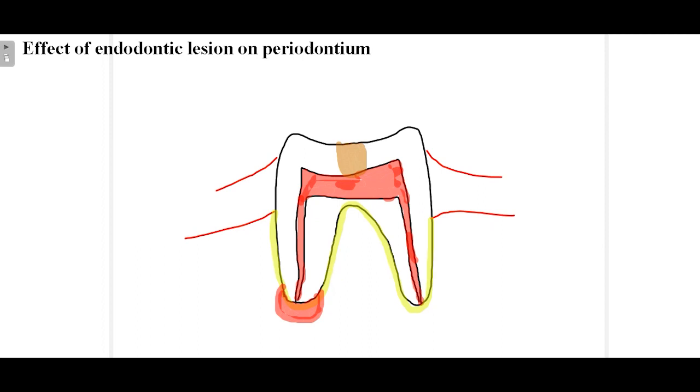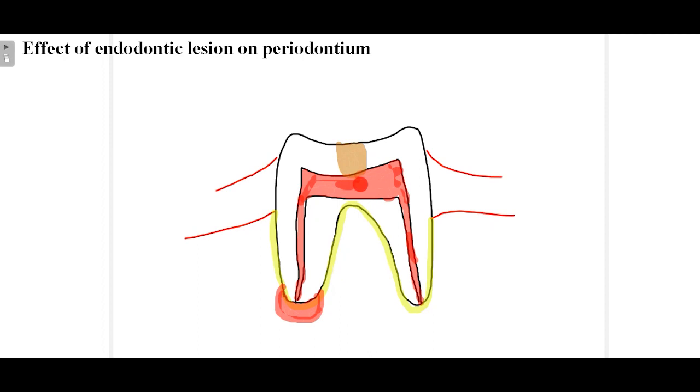Okay, so now talking about the effect of endodontic lesion on periodontium. You can see that there is a carious lesion present on the crown of a tooth. This can also be restorative or even, in some cases, a fractured tooth, when the tooth fractures and exposes the pulp. So in this case a carious lesion is present, and in another case the carious lesion penetrates the pulp, and inflammation starts.